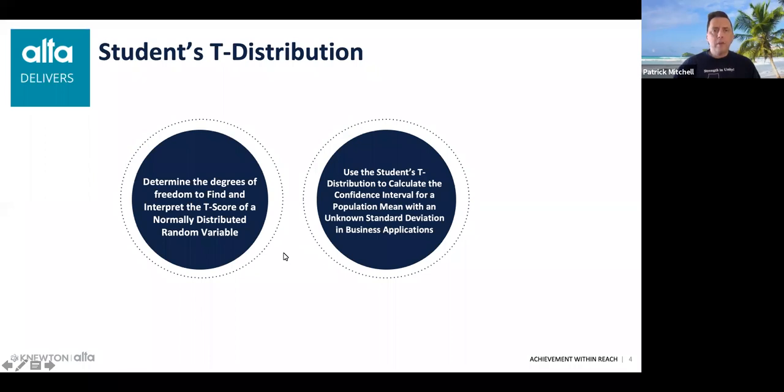Okay, so the objectives in this section are to determine the degrees of freedom, to find and interpret the t-score of a normally distributed random variable, and then use the student's t-distribution to calculate the confidence interval for a population mean with an unknown standard deviation in business applications. So you'll recall that in the last video, we talked about how to find the confidence interval for a population mean with a known standard deviation using z-scores.